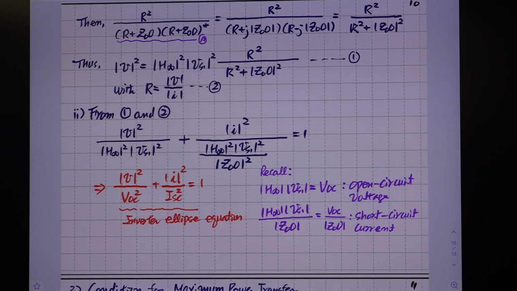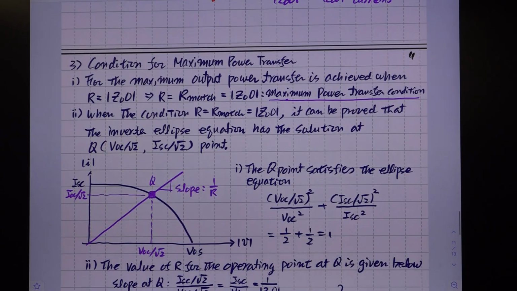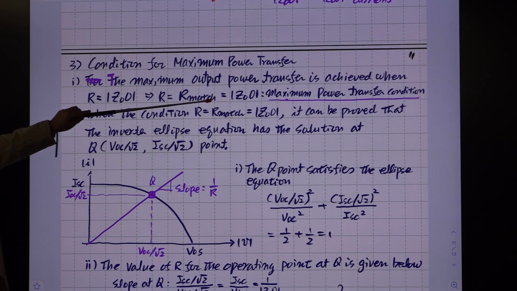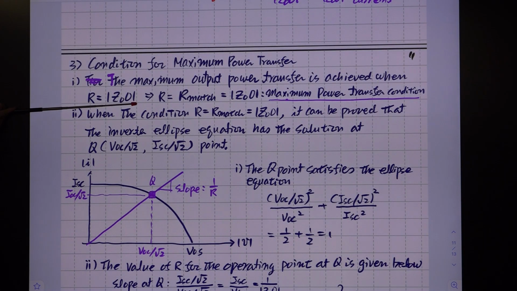We derived the ellipse equation, and we want to relate this ellipse equation to the condition of maximum power transfer. Something is wrong here, so let me fix this. Delete this and start with a capital letter T. The maximum output power transfer will be achieved when this R is the output impedance, the output resistance, the short circuit output resistance.